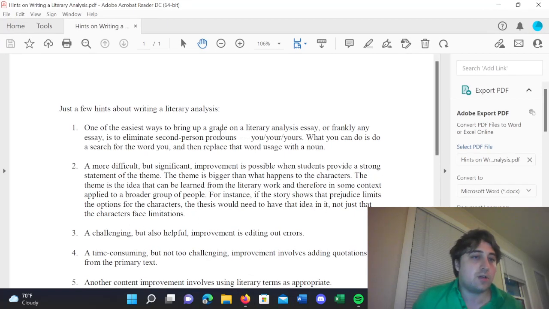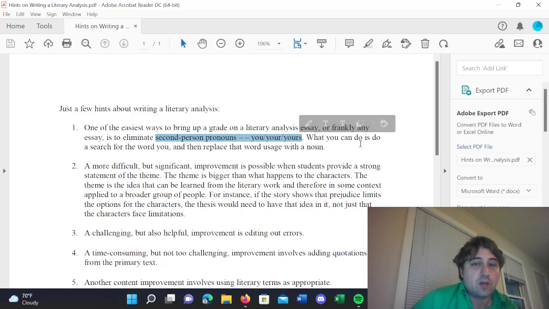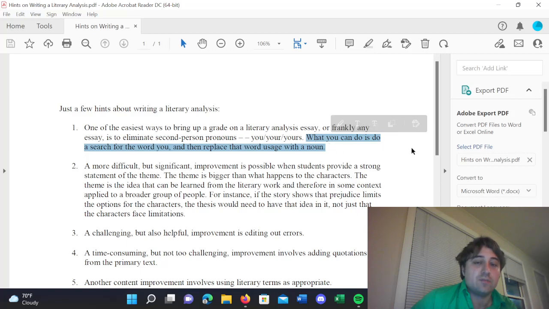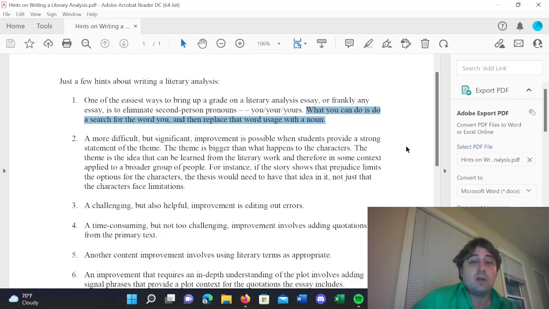last but not least, one of the easiest ways to bring up a grade on a literary analysis essay, or frankly any essay, is to eliminate second-person pronouns. You, your, yours. What you can do is do a search for the word you and replace it with word usage. Replace that word usage with a noun. Okay, so no yous, right?